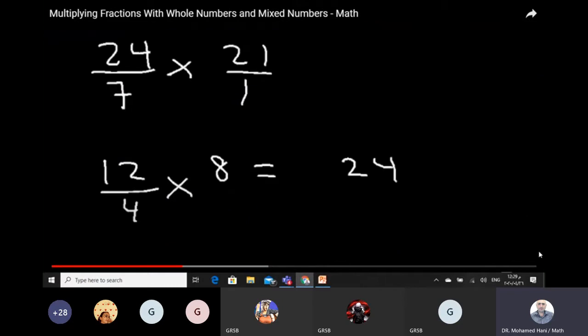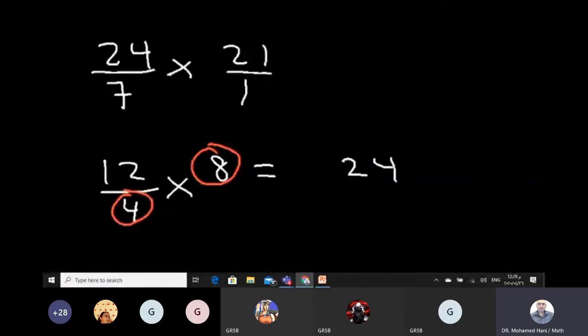...is 24. Or you can divide first. You can take 8 and divide by 4. 8 divided by 4 is 2. 12 times 2 is 24. So if you divide first, it's going to be a lot easier.